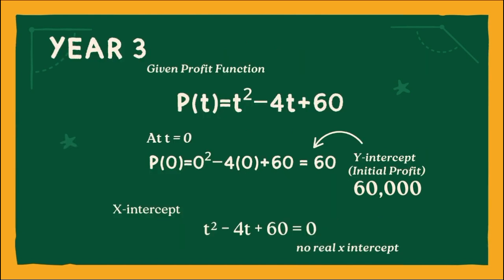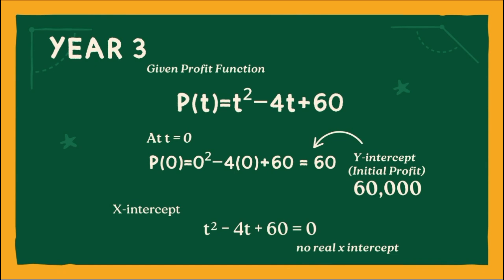To understand the cash flow in year 3, we will use the profit function P(t) = t² − 4t + 60, and determine whether the profit is increasing or decreasing. First, we will find the y-intercept by plugging in t = 0. So P(0) = 0² − 4(0) + 60, which is equal to 60. So the initial profit is 60,000.